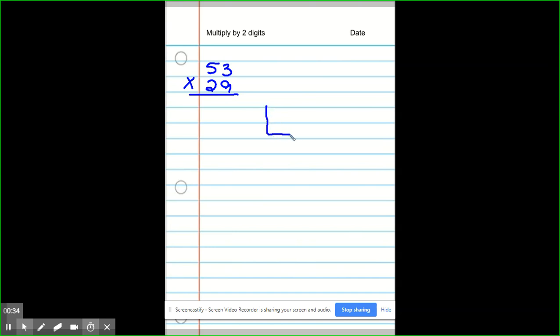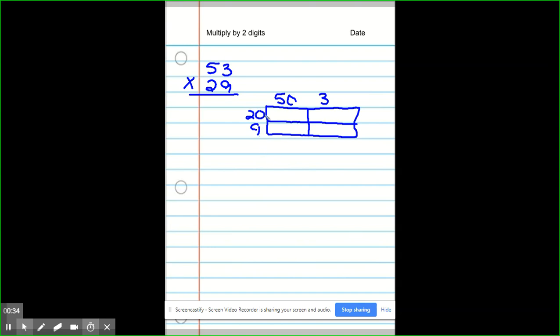You have a box. You sketch it out here, and of course, nice and pretty. And I'm going to draw all these lines in the middle. But we're going to decompose or break these down. Instead of saying 53, we're going to break that down into 50 and 3. And then we're going to decompose 29 into 20 and 9.